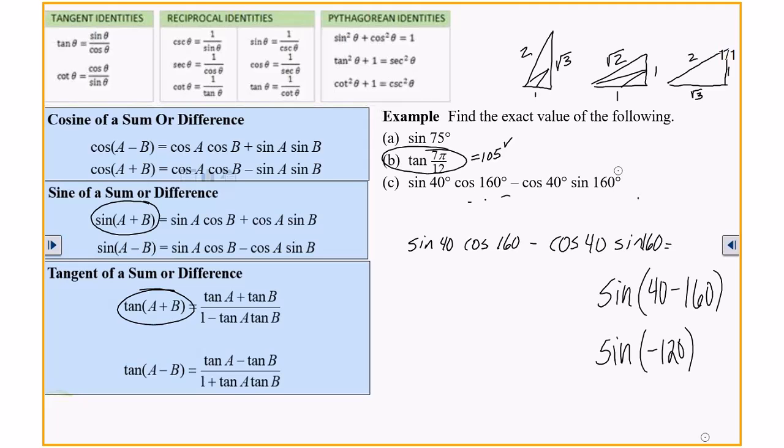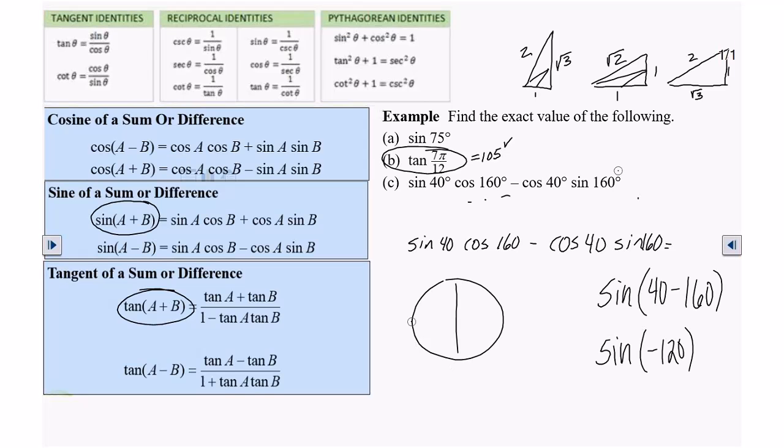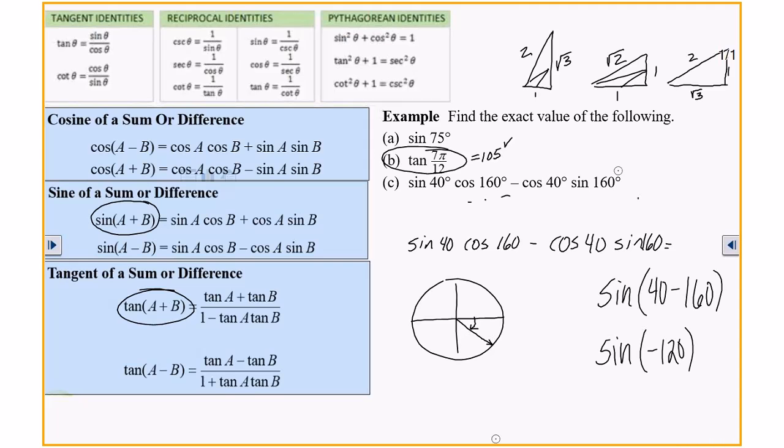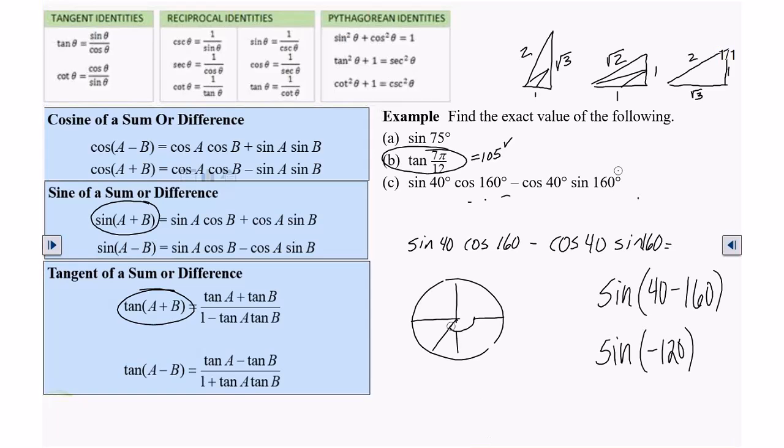Well, what's the first thing you do in trig? You figure out where you are. Where is negative 120? Negative 120 is down here. Negative 120 degrees means, I'm sorry, it's over here. Negative 120 is right here.